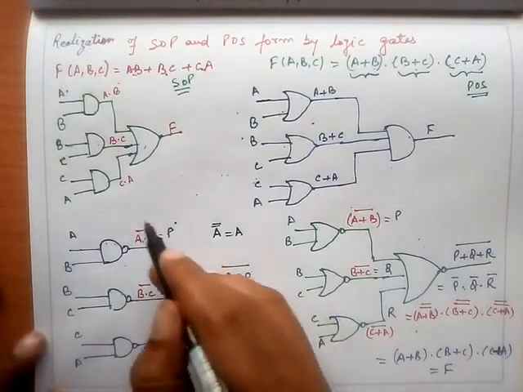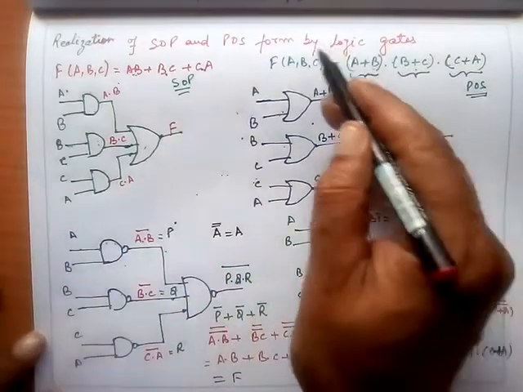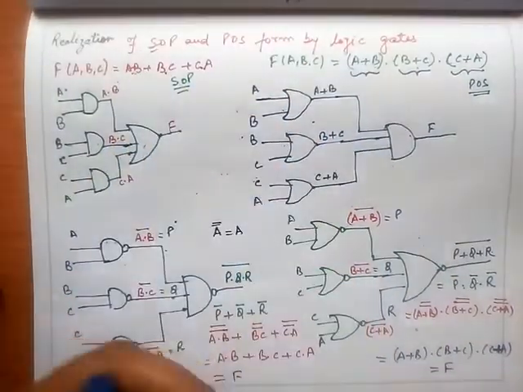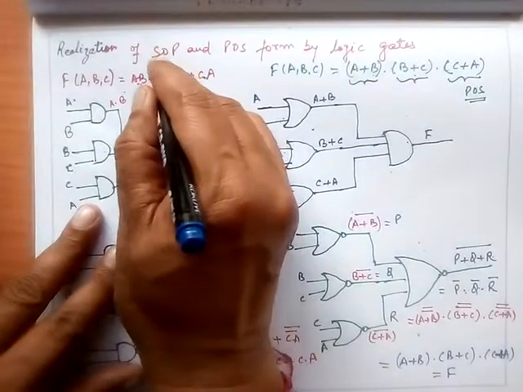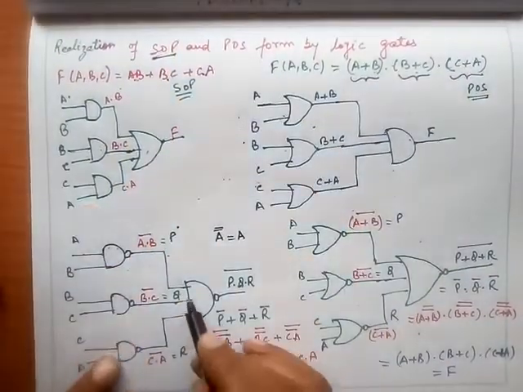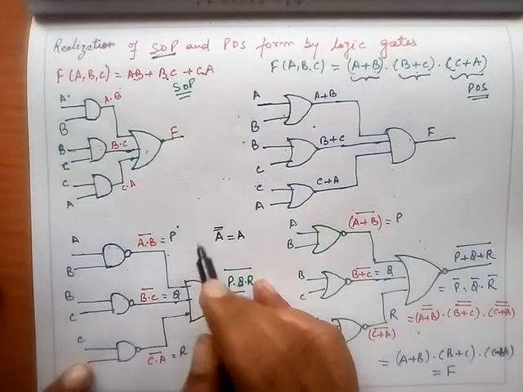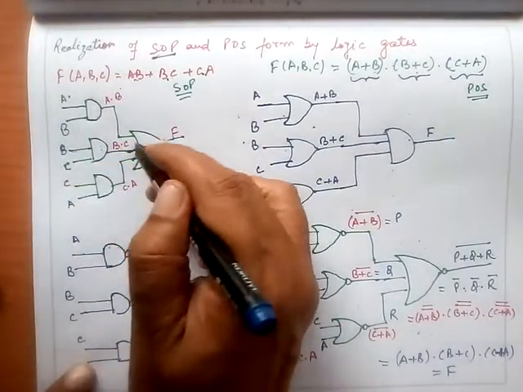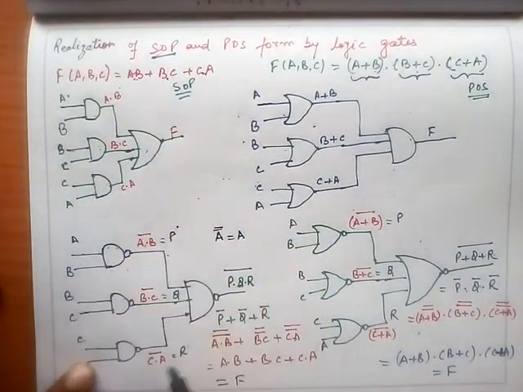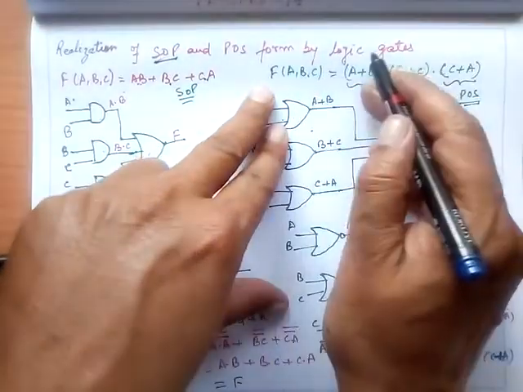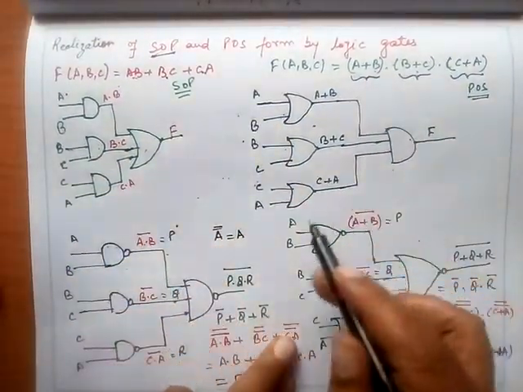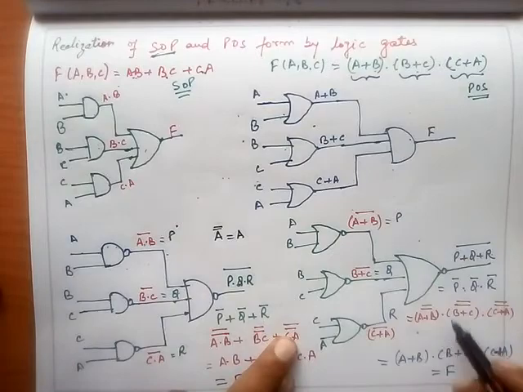So finally I can say that any SOP form can be implemented with the help of NAND gates only. Of course it can be implemented with basic gates, but it can be implemented with NAND gates only, and any POS form can be implemented directly with the help of NOR gates only.